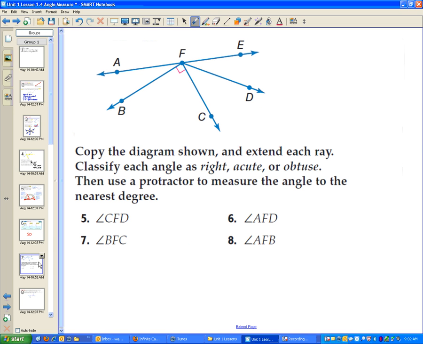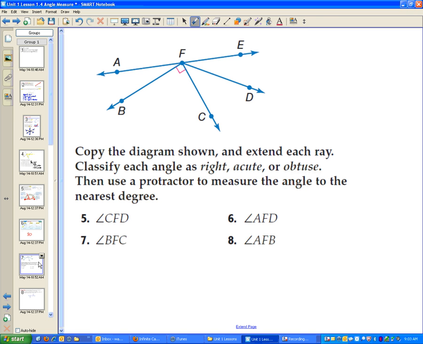All right, number 5. It says copy the diagram shown, you don't have to copy it, and extend each ray and classify each angle as right, acute, or obtuse. Then use a protractor to measure the angle to the nearest degree. If you've got a small enough protractor, you can lay it over the figure in the book and measure them. If you do not, and most of you do not, your protractor dwarfs that little drawing in the book, doesn't it? And so you can't really use it to measure. That's okay. We can still classify these. So let's classify them first, then we'll worry about their angle measure.